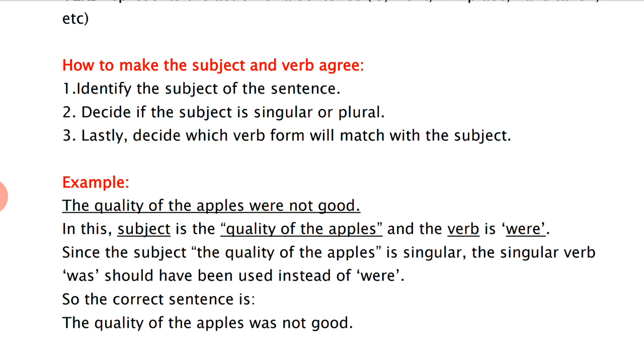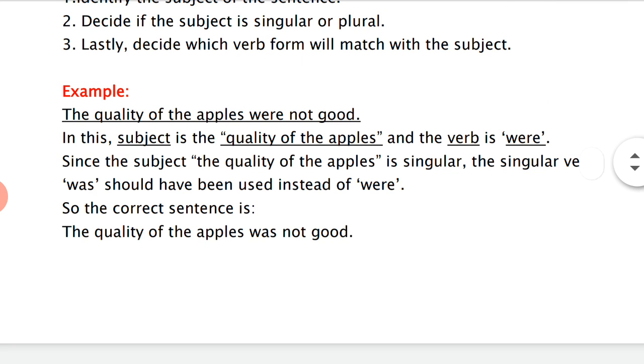If I say or if I write Mary work or Mary do this, both sentences are incorrect because Mary is a third person singular subject. Therefore, it will take the singular verb does, right? Okay, and the third step is going to be to decide which verb form will match that subject, right? So, by following these 3 steps, you can make the subject agree with the verb.